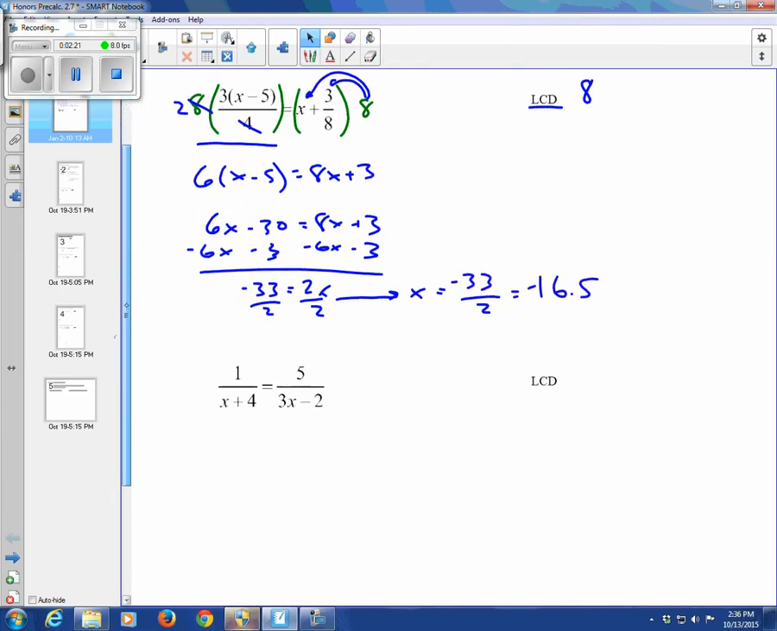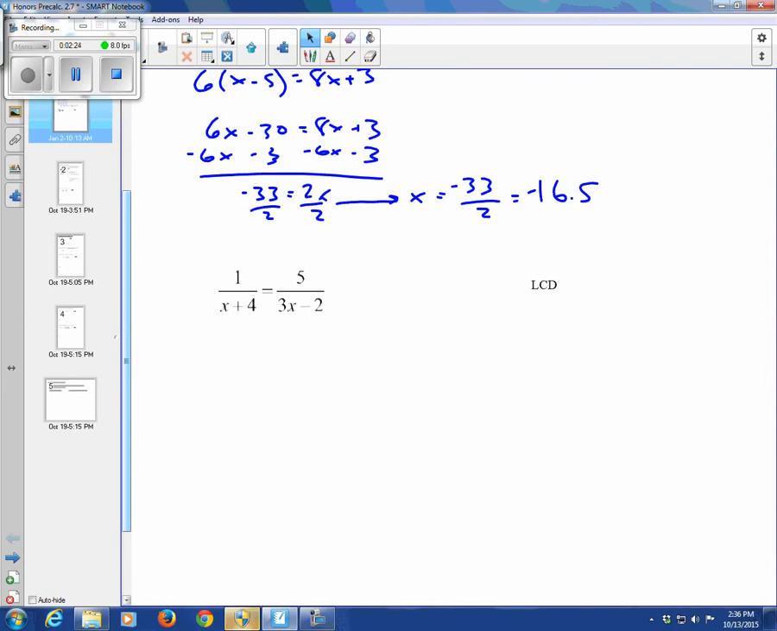Now, we have 1 over x plus 4 equals 5 over 3x minus 2. This is a rational equation because we've got polynomials in the denominators. One easy way to solve this is by cross-multiplying. Since we've got two fractions equal to each other, one common method for solving for variables is multiplying by the denominators on both sides. So we multiply 1 by 3x minus 2, which gives us 3x minus 2, and then we multiply 5 by x plus 4, which gives us equals 5x plus 20.